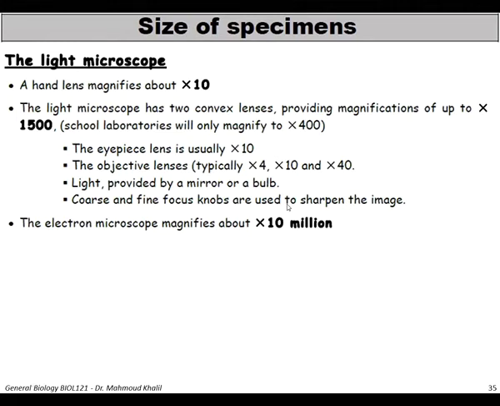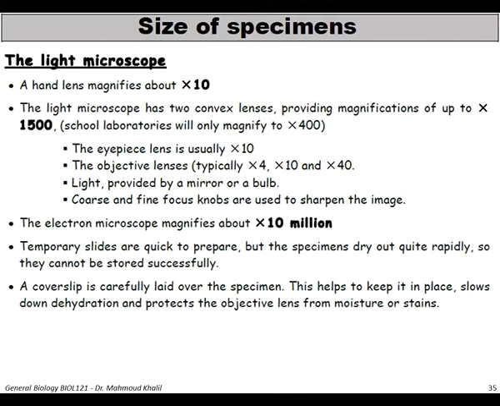While the electron microscope magnifies about a million times. You can use temporary slides on this light microscope. You can make temporary slides in the lab, but the specimen can dry out quickly, so they cannot be stored successfully. So usually we use a cover slip over the specimen to help keep it in place, and this slows down dehydration and protects the objective lens from moisture or stains.